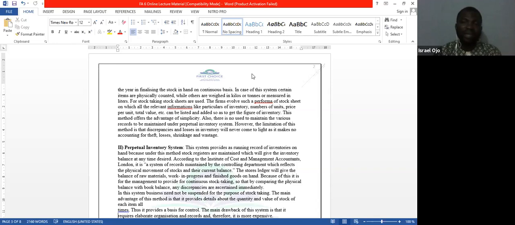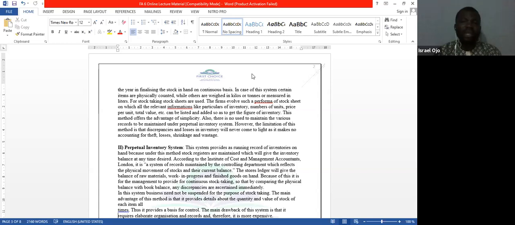Under periodic, we can only ascertain it at the end of the year: you just gather everything together, count everything together and value it. Also, if there's any loss, you won't know under periodic, because you don't know the total amount you purchased. All you did was value the inventory that you have at the end of the period. But perpetual inventory is not like that.